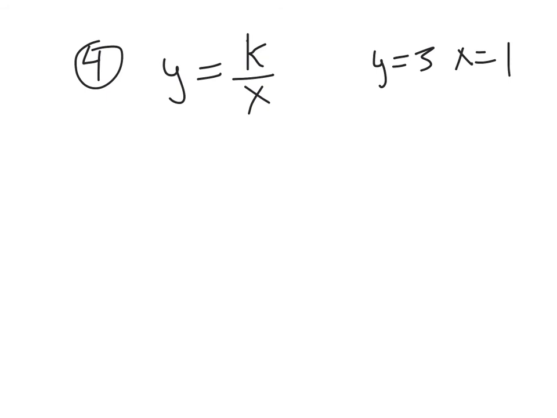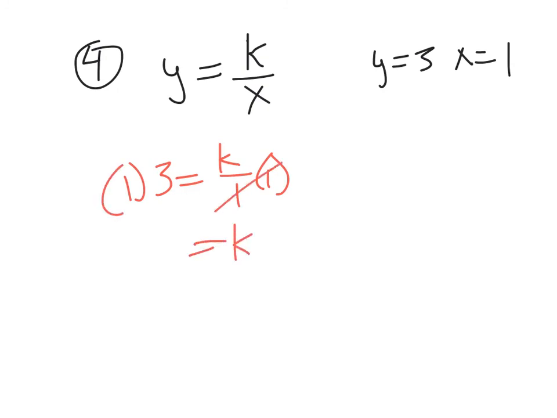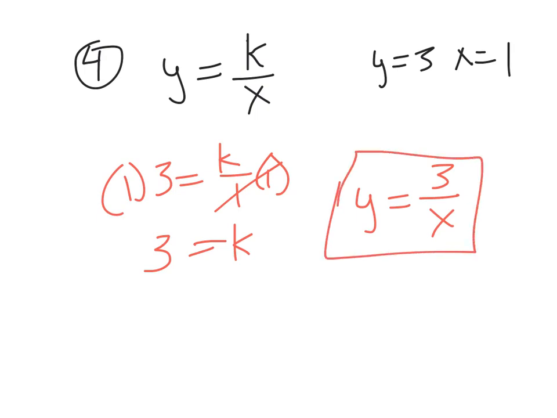So what information do I have? y equals 3 and x equals 1. So I can plug those in to solve for k, right? Because the k is what you want to have a number for in your equation. So I'm going to plug this in. I have 3 equals k over 1, right? How do I get the k by itself? Multiply times 1. So what does k equal? 3. So my new equation would be y equals 3 over x. So here is your inverse variation equation.